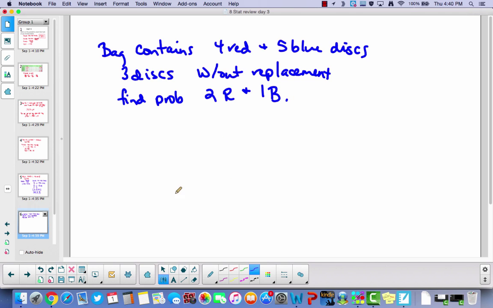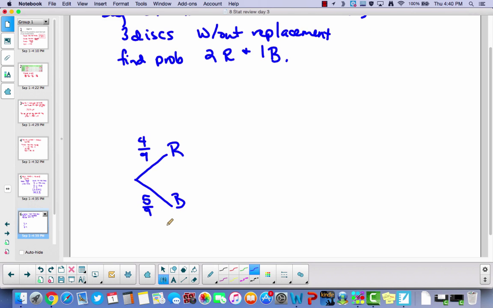Okay. So let's think about what is our first option. Well, we can have a red disc or a blue disc. What is the probability that we get a red one the first time? We have a 4 out of 9 probability. What is the probability we get a blue one? We have a 5 out of 9. All right, so then we're going to draw another one. That's a 9, by the way.